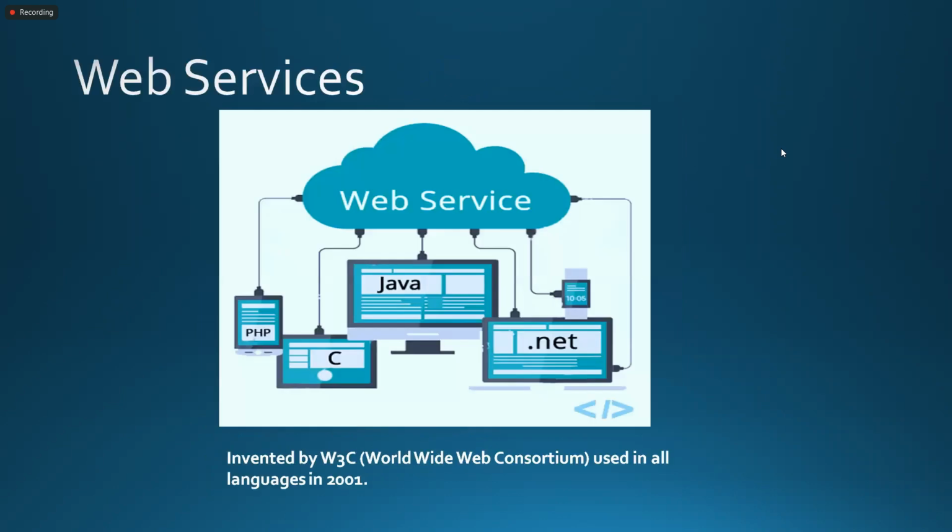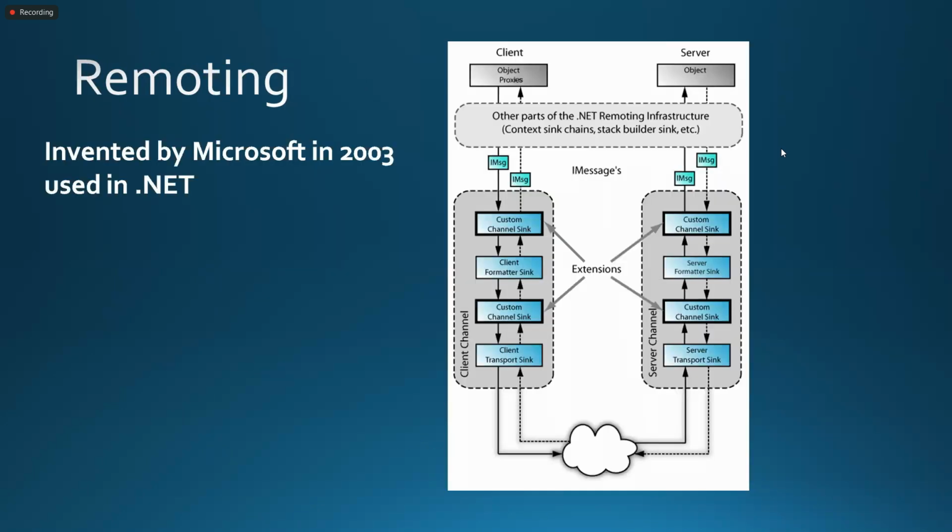It is known to all technologies: Java, .NET, PHP, Python. Everybody knows one universal distributed architecture, and that is what? Web service. Web service is very popular for all. Every technology knows web service. And remoting is for .NET. .NET technology uses remoting architecture. So these are distributed computing technologies.